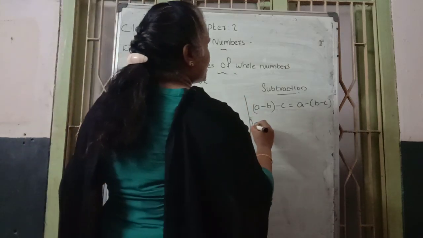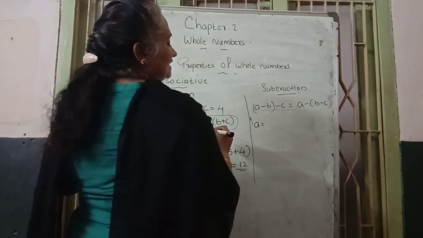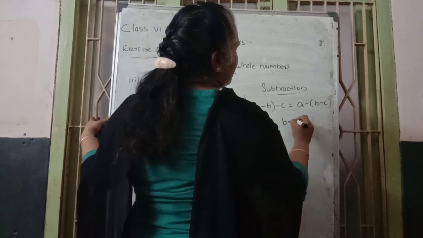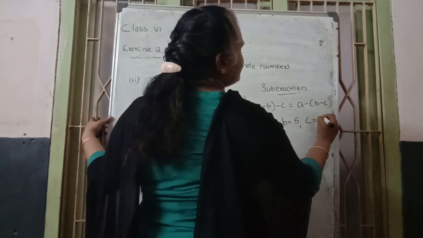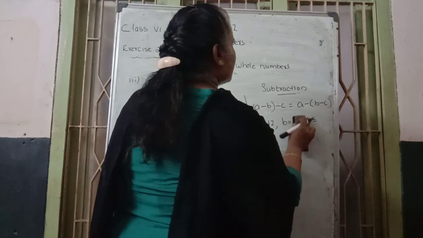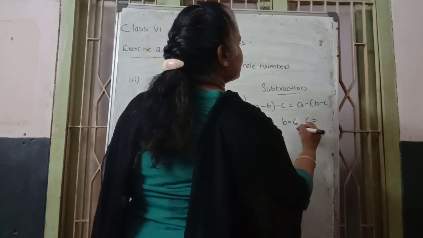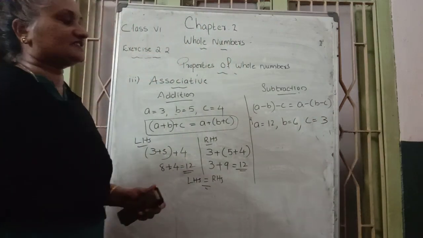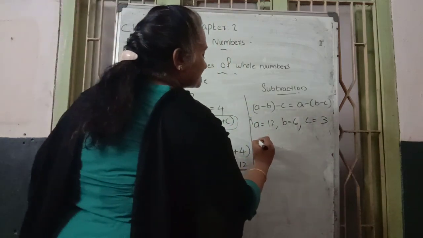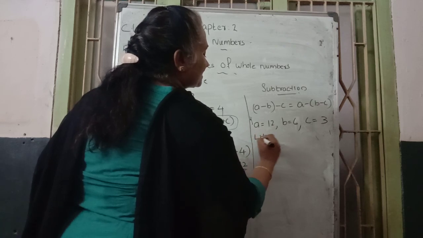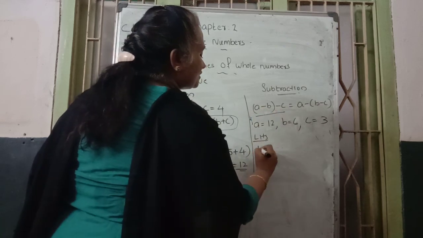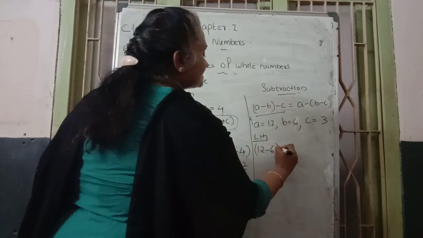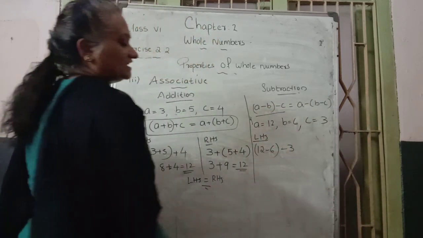So here I am going to consider the A value as 12, the B value as, sorry, 6, and the C value as 3. Like this way I am considering. Then we consider the LHS of the general form. In the A place, the A value is 12, minus the B value, which is 6, then minus the C value, which we consider as 3.